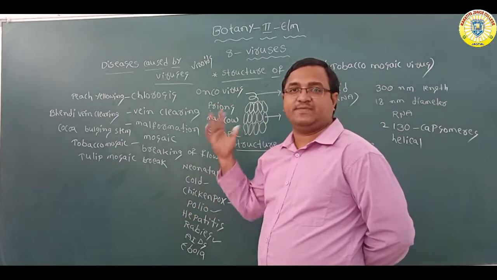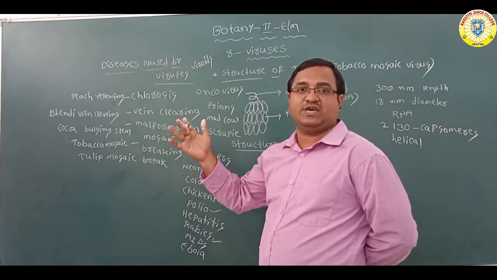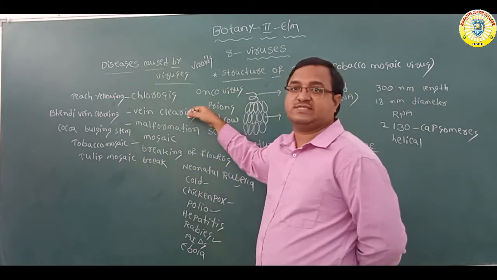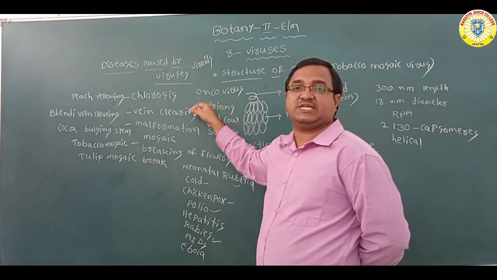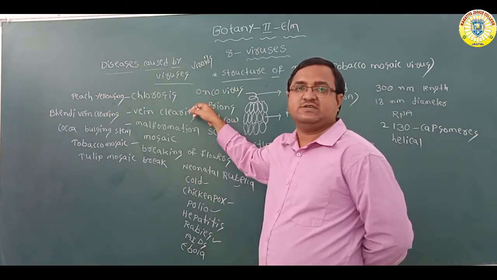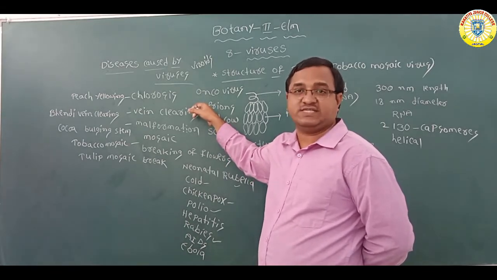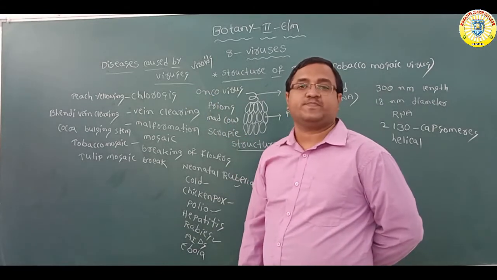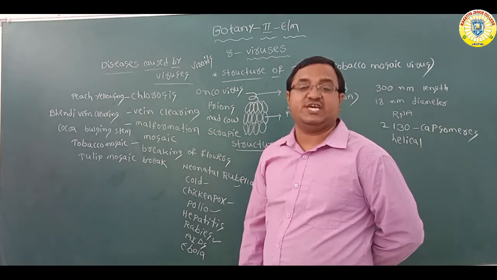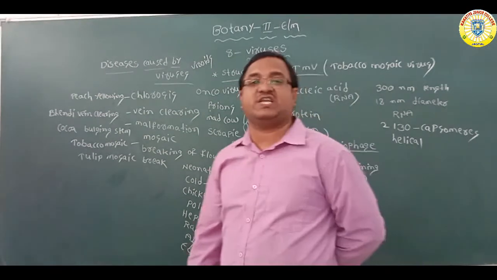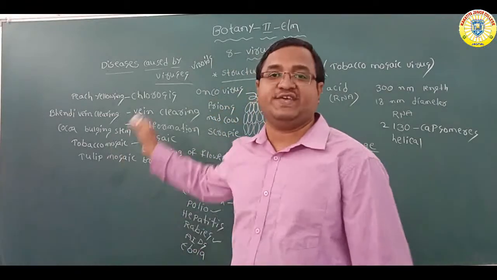And not only viruses and viroids, prions also can cause diseases. Prions are proteinaceous infectious agents which contain only a protein capsid without nucleic acid. They cause two diseases: mad cow disease in cows and scrapie disease in sheep, which cause infection in the brain and nervous system. So these are the diseases.